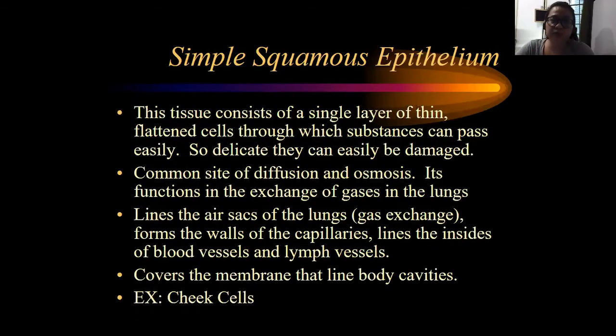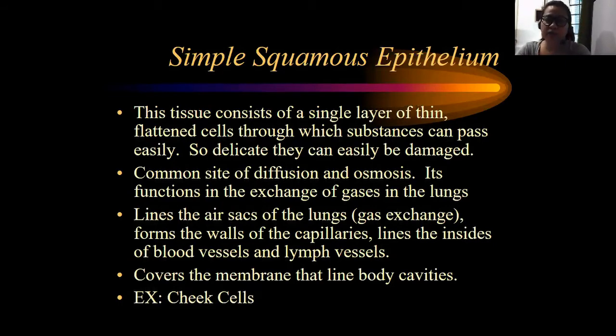Simple squamous epithelium is a tissue that contains a single layer of thin, flattened cells, so substances can pass through easily. They are so delicate that they can easily be damaged. It is a common site of diffusion and osmosis, and its function is to exchange gases in the lungs.